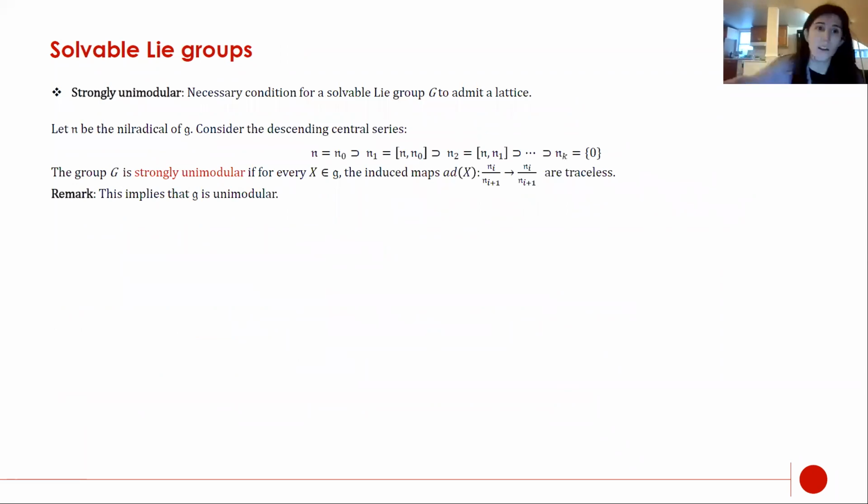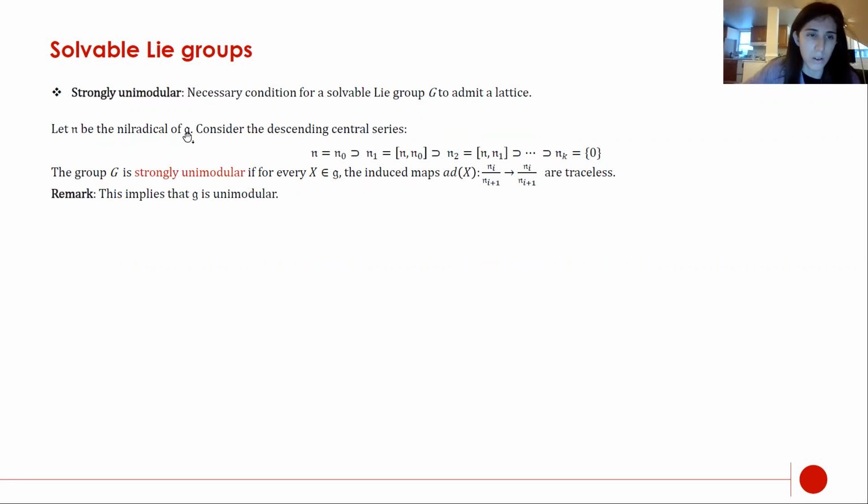So now we go to solvable Lie groups, and for that I am going to introduce the condition of being strongly unimodular, because that is a necessary condition for a solvable Lie group G to admit a lattice.